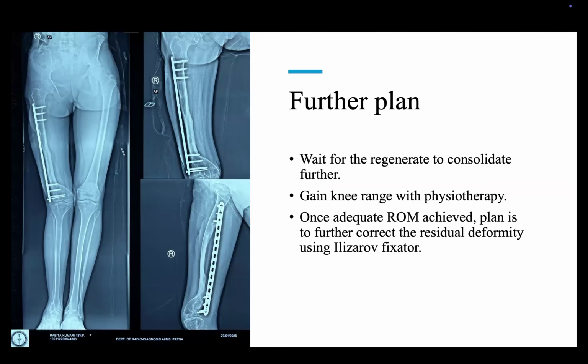So what was our further plan? Our further plan was to wait for the regenerate to consolidate further and to gain some amount of knee range. It was only 0 to 20 degrees at the latest visit. To gain some amount of knee range using physiotherapy. Once adequate range of motion is achieved, our plan is to further correct the residual deformity using the Ilizarov fixator.